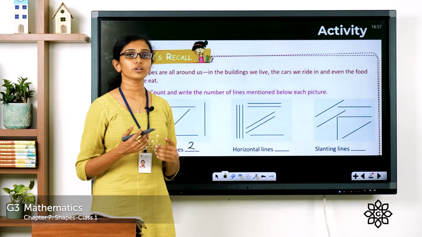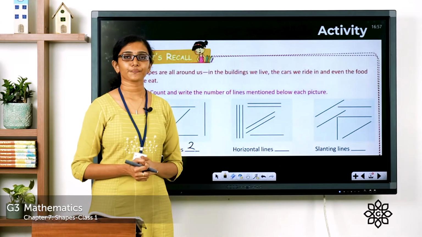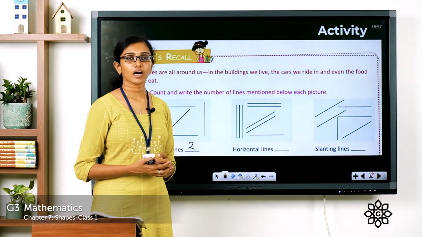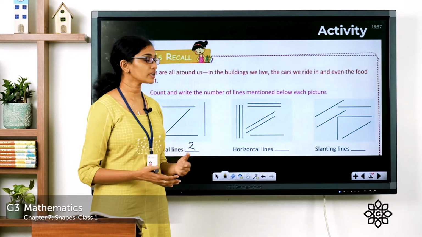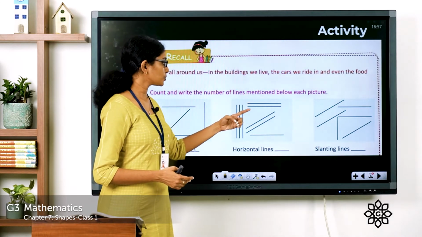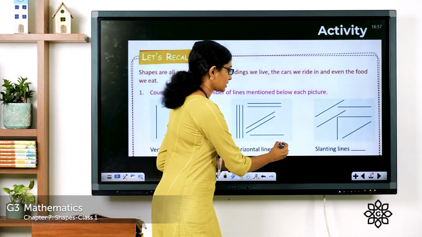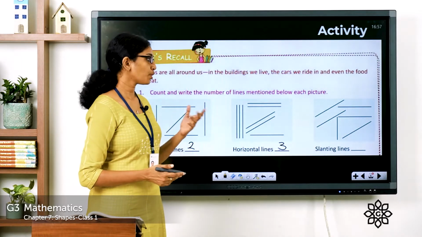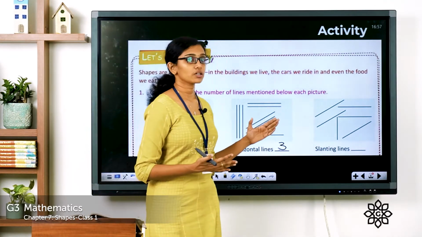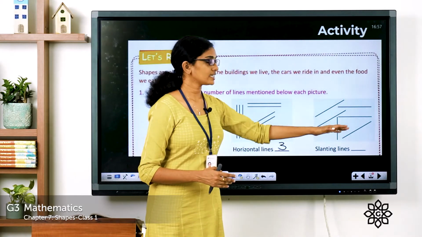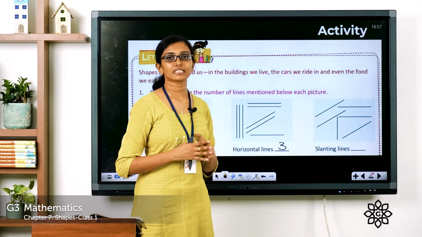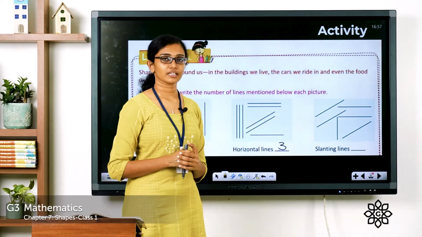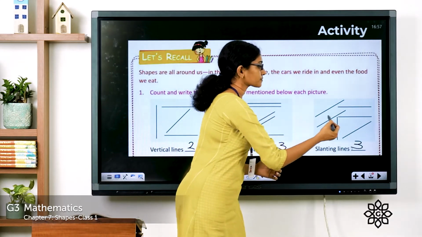Now the second case is of horizontal lines. What are horizontal lines? The straight lines that go left or right are horizontal lines. And how many horizontal lines do you see here? 1, 2, 3. So here it is 3 lines. Now the third one, slanting lines. What do you mean by slanting lines? The lines that look like a slope. See, these lines that look like a slope are called slanting lines. And how many do you see here? 1, 2, 3. Clear? So let's write 3 here.